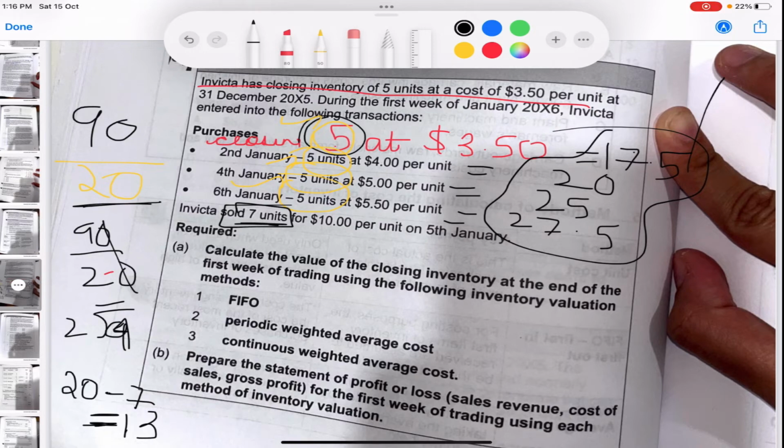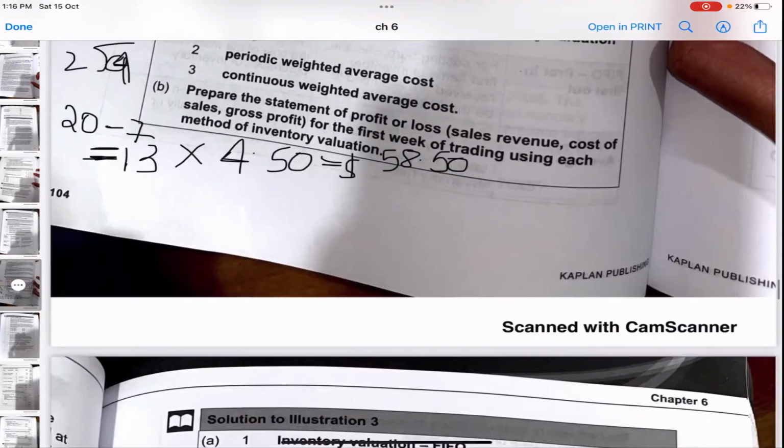Now you want to find the cost of inventory left. So you multiply it with cost per unit, and you know that the cost per unit is 4.50. The 13 multiplied by $4.50 will give you $58.50. Did you understand what I did? Now let's go and see if that's the answer.